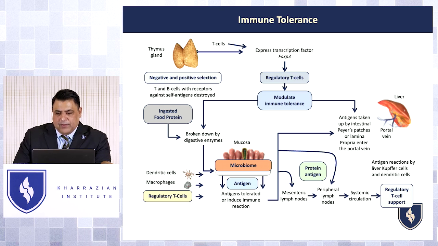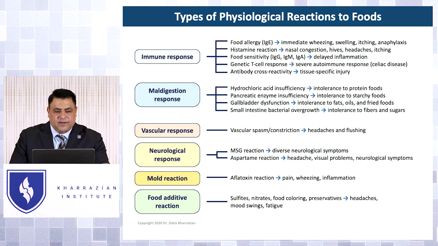And when people have reactions to foods as they get older, dietary protein tolerance, some of it is this loss of oral tolerance, and some of it is they just can't digest their food. So here's a chart of all the different reasons why people may have different types of physiological responses to foods. A lot of the food intolerance issues are immune related. Some of them are maldigestion related, and so forth.